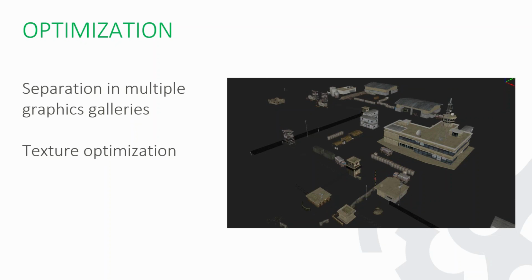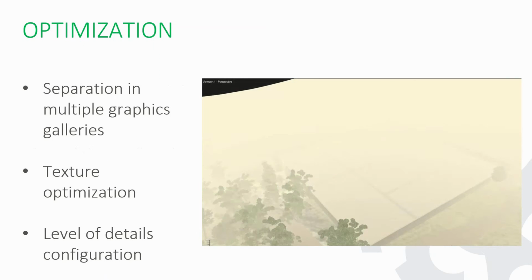So we went from a graphic gallery that was 283 megabytes to a graphic gallery that was only 7 megabytes, just by reducing the texture, eliminating buildings and items that were not visible from the truck, and so on. And this is a major improvement on the scene itself.